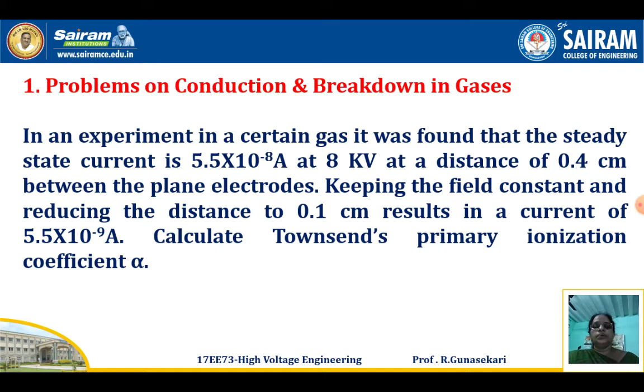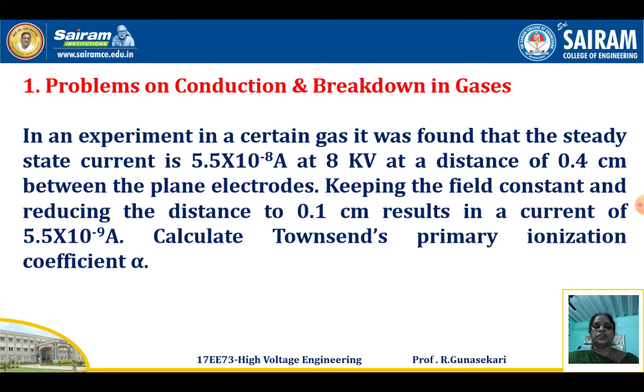The problem given is: in an experiment in a certain gas, it was found that the steady state current is 5.5 × 10^-8 amps at 8 kilovolt at a distance of 0.4 centimeter between the plane electrodes. Keeping the field constant and reducing the distance to 0.1 centimeter results in a current of 5.5 × 10^-9 ampere. Calculate the Townsend's primary ionization coefficient alpha.